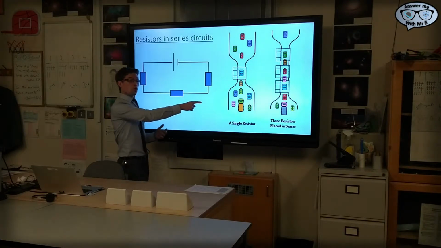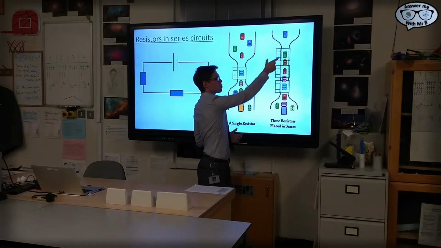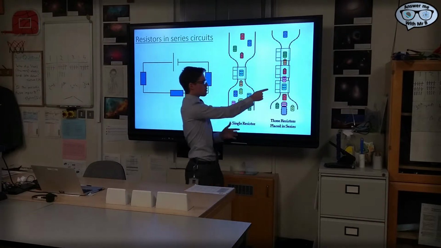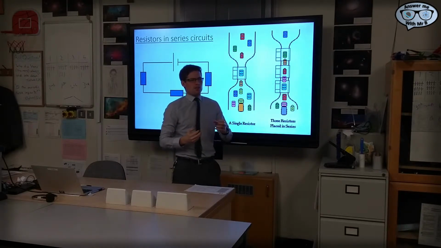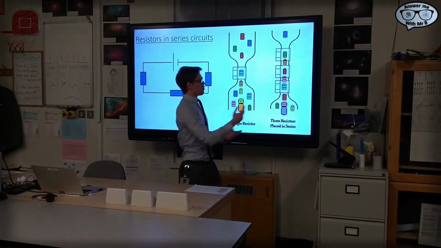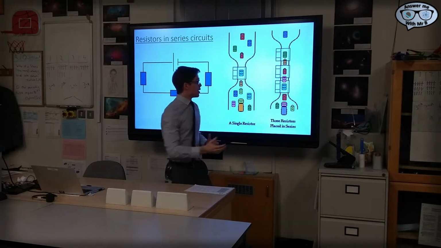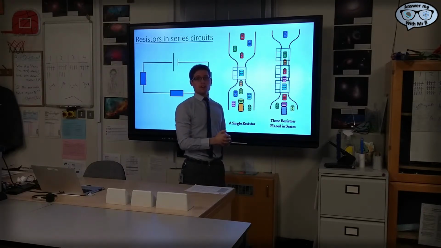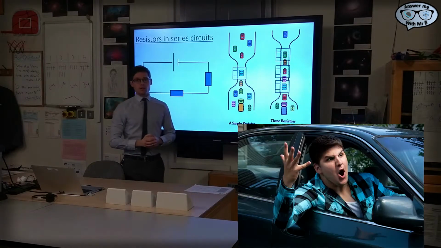In the case of the toll booths, what you've done is you've now added 2 more toll booths along the same road. So effectively the traffic is now having to stop at 3 toll booths to pay like a third of their fare before they're able to carry on. Doesn't take a genius to work out that there's going to be more opposition to the flow of traffic, and therefore the flow of traffic is going to be less.